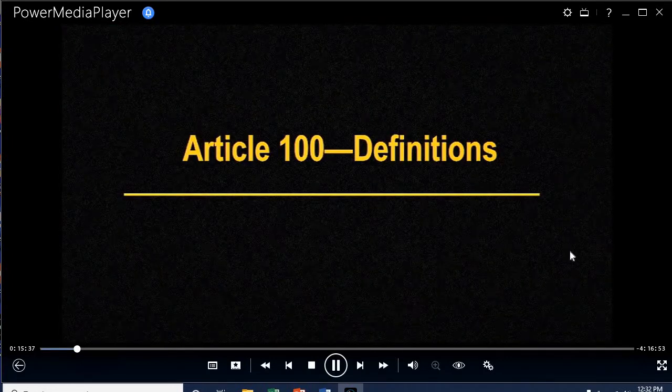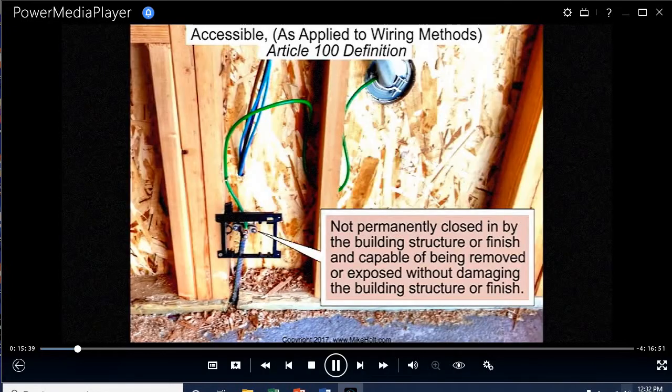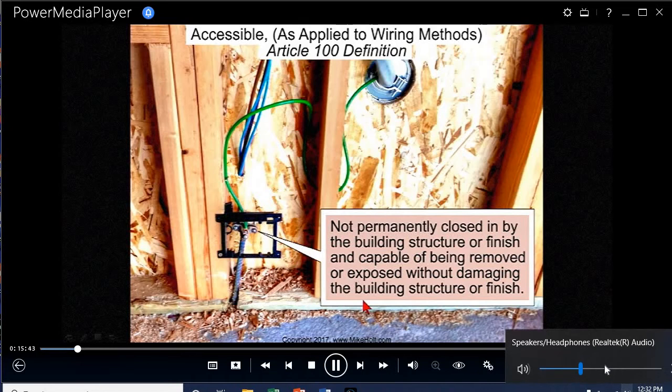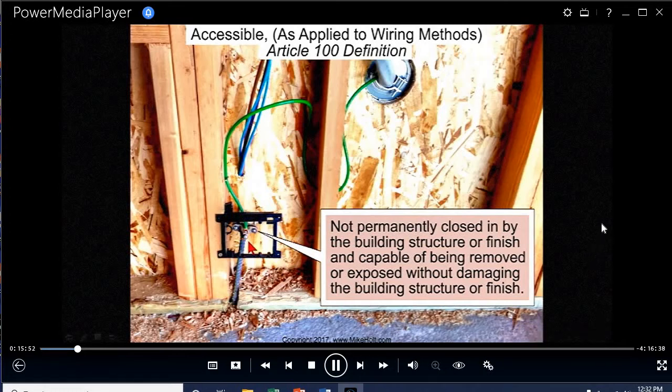So let's take a look at the Article 100 definitions. Accessible. You'll see later on in 250, Scott, what is it? 250, the accessible. Was it 250.70 or something like that? Somewhere out there, it says that the connection to the grounding electrode conductor is going to have to be accessible. Yeah, 70. And then there's an exception if you're going to bury it in the earth.